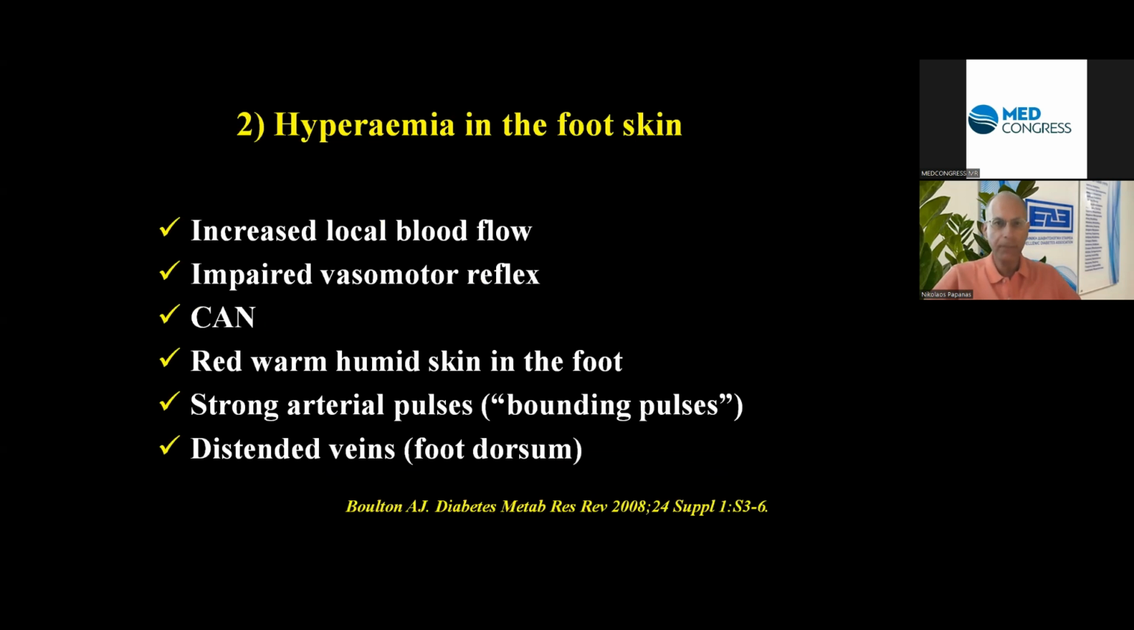Hyperemia in the foot skin is manifested via increased local blood flow, which is attributable to impaired vasomotor reflex, which in turn is attributable to cardiovascular autonomic neuropathy. The clinician will notice red, warm, humid skin in the foot, and if he feels the pulses, he will see that they are strong arterial pulses, which are called in English bounding pulses. And as first described by the late Professor Ward many decades ago, you may even see distended veins in the foot dorsum, which are again a manifestation of impaired vasomotor reflex.